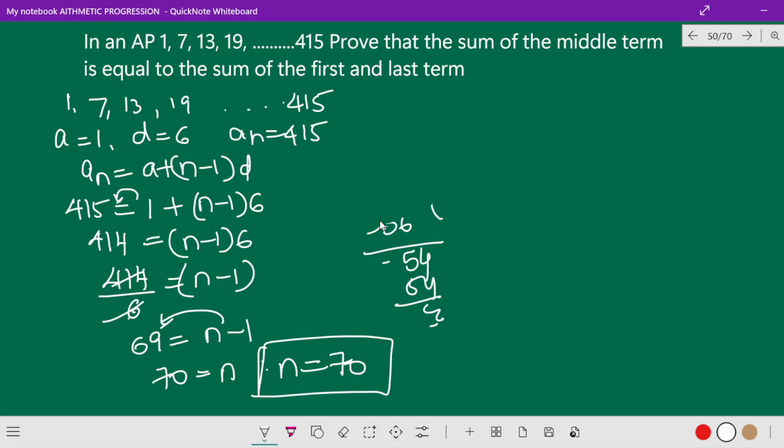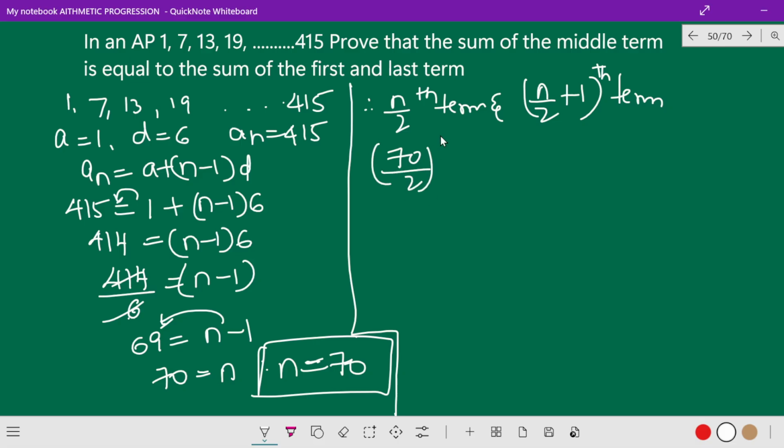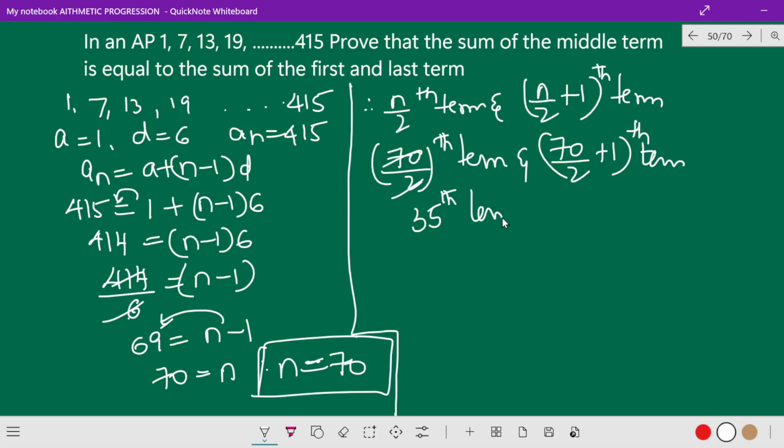So we are getting an even number here. When you are getting an even number, what is the middle term? Middle term formula when n is even: the n by 2th term and the (n by 2 plus 1)th term are the middle terms. So n means 70 by 2 term and 70 by 2 plus 1th term. This is the 35th term and 35 plus 1, the 36th term.